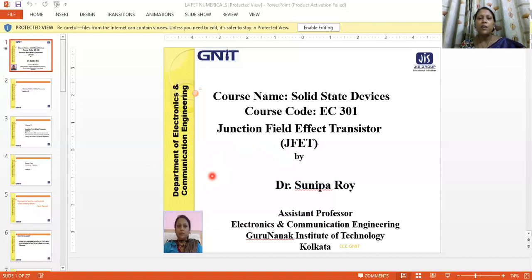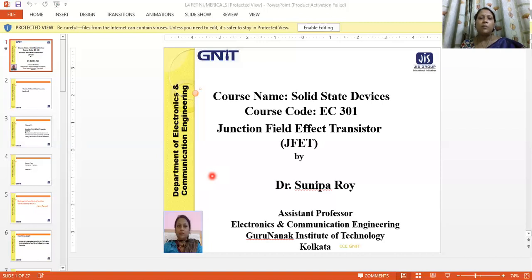Determine the value of RS required to self-bias a P-channel JFET with IDSS equals 25 milliampere, VGS(off) equals 15 volt, VGS is to be 5 volt. So ID equals IDSS times (1 minus VGS by VGS(off)) whole squared. We know Shockley's equation. Putting all these values, we get ID equals 11.1 milliampere.